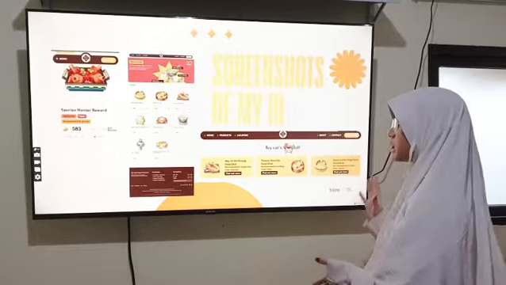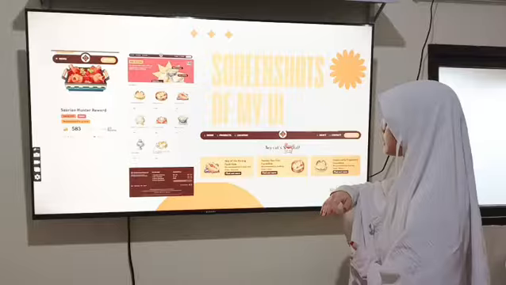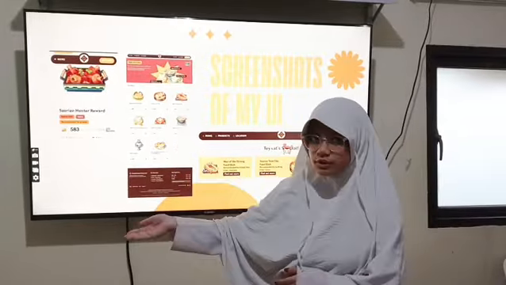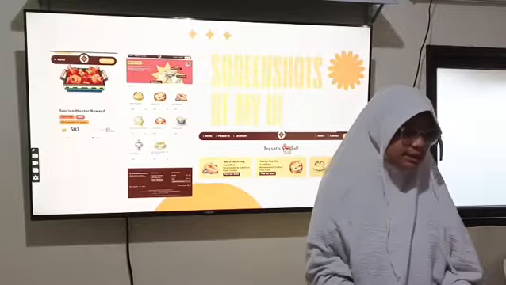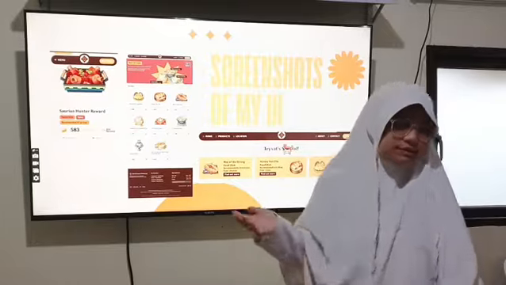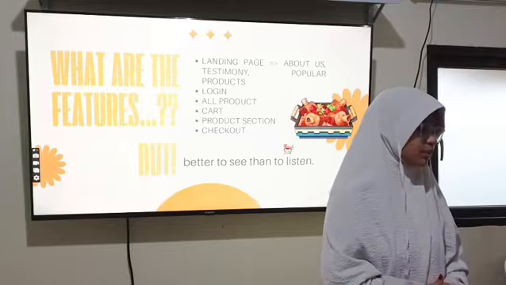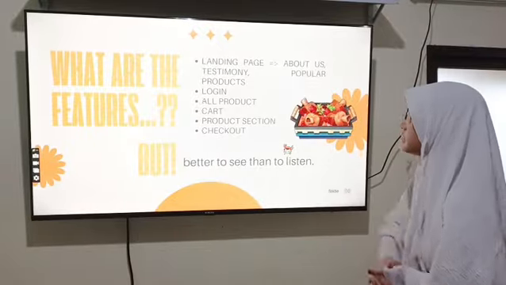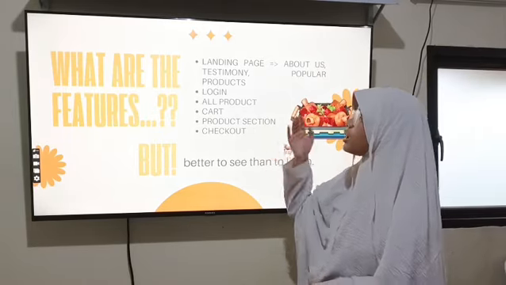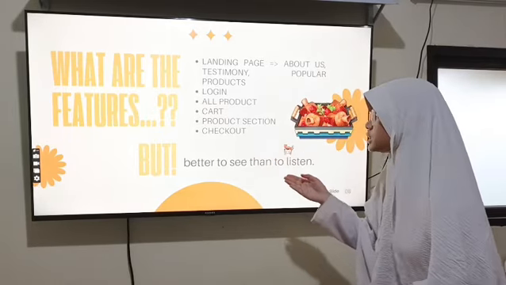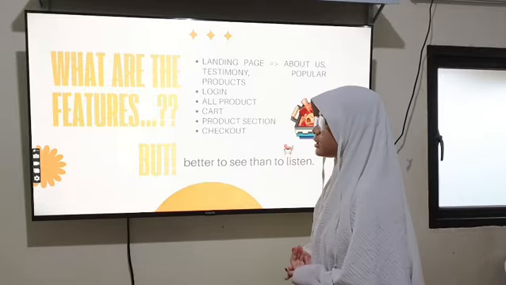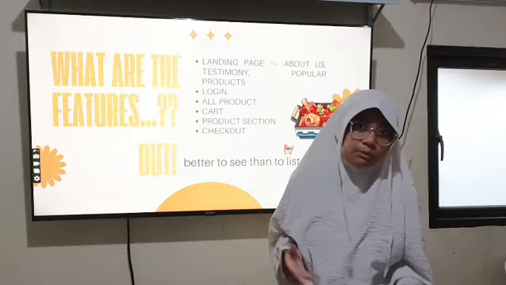These are screenshots of my UI, and this is the laptop version, this is the tablet version, and this is the phone version, because we need to make all sizes so the user can see it from all devices, of course. So what are the features? There is the landing page, which has the About Us, Testimony, Popular Products. There's a login page, All Product page, Cart, Product section, and Checkout. And you see, these seem like a lot, but actually all of these are very mandatory for e-commerce websites.